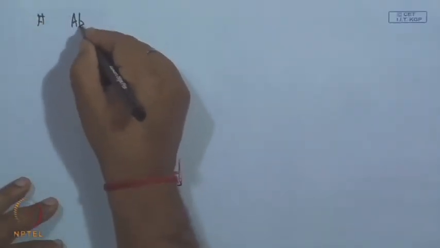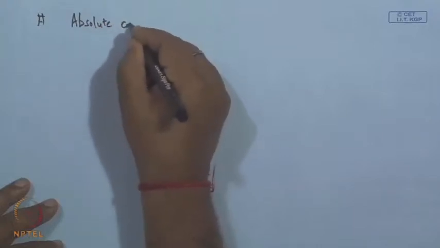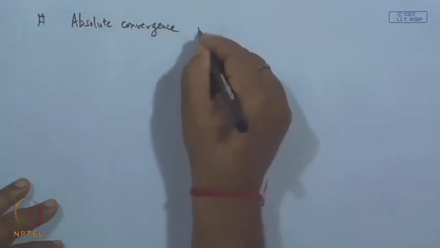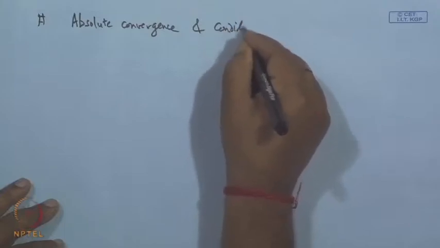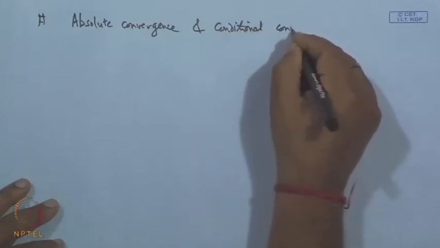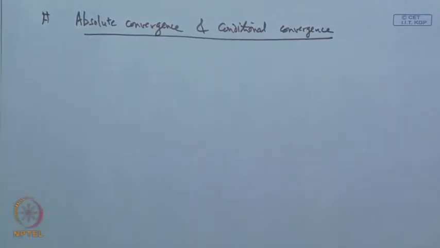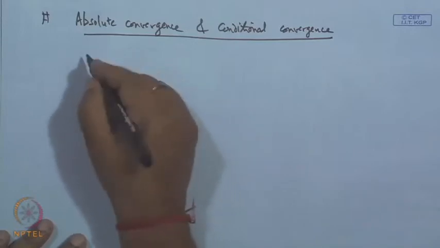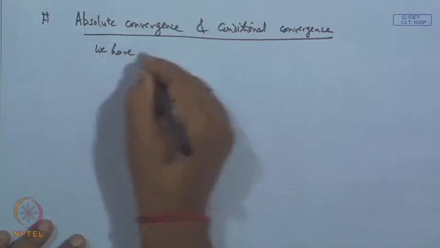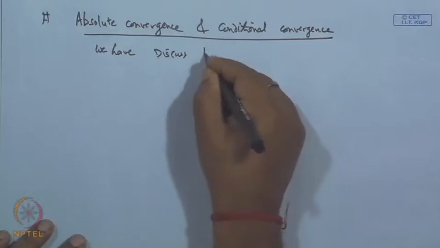very much helpful. Now, there are a few more tests which we will discuss after the concept of absolute convergence and conditional convergence. So, let us take this: absolute convergence and conditional convergence. Now, we have seen two types of series. We have discussed the nature of these two series.